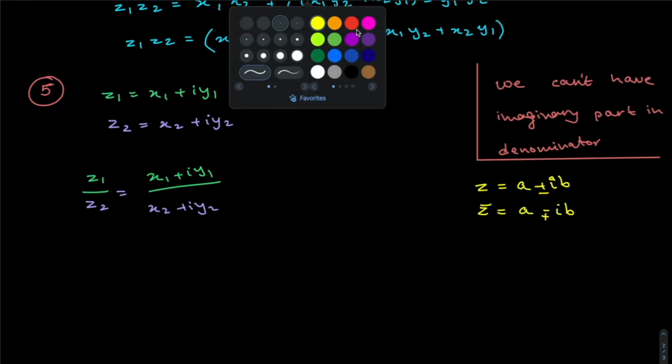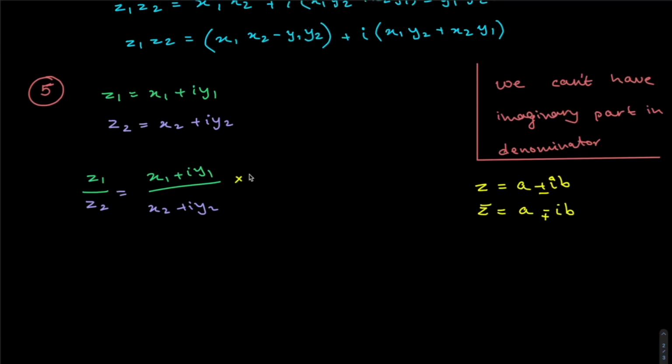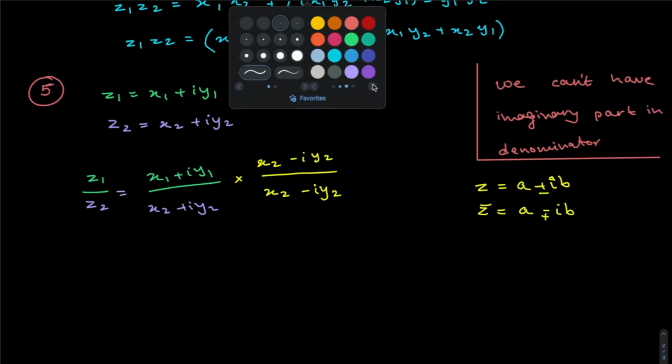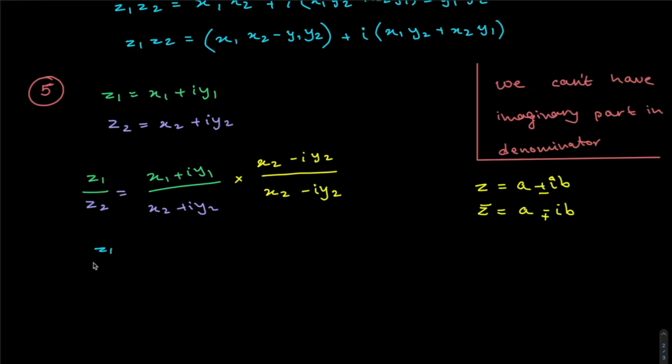So now if we multiply by its conjugate, I'll just keep it in yellow. If we multiply the denominator by its conjugate, what do we have? We have x2 minus iy2 upon x2 minus iy2. Now if we multiply this and expand, what do we get? We get z1 upon z2. You know what? I'll just use blue because we did that before for multiplication as well. So we have z1 upon z2 is equal to x1 plus iy1 into x2 minus iy2.